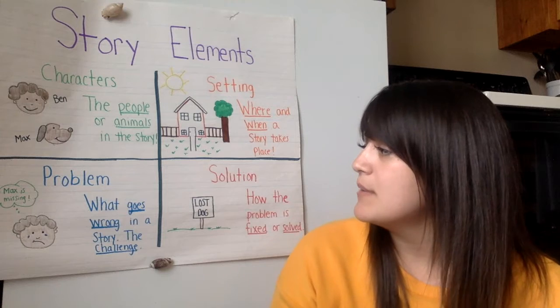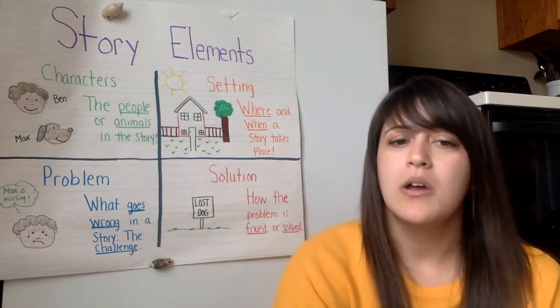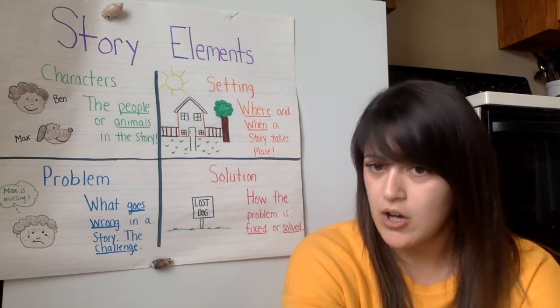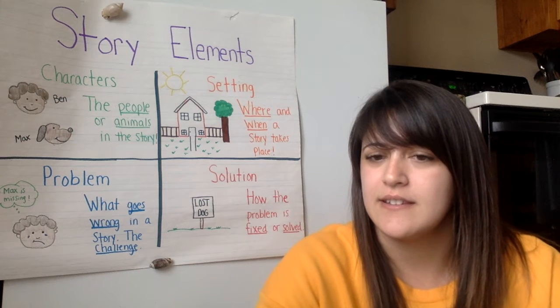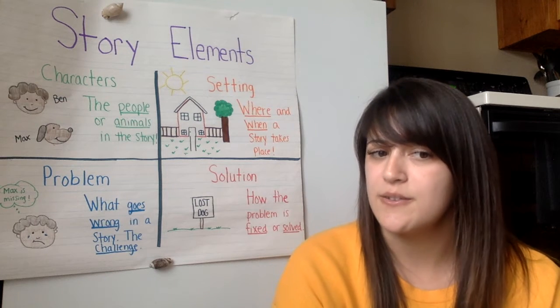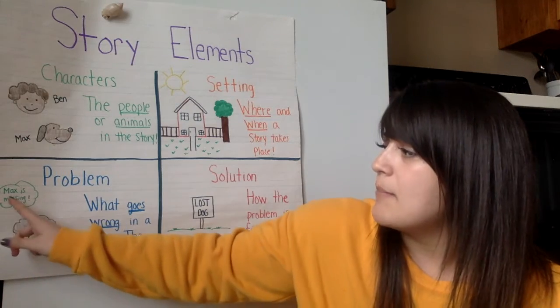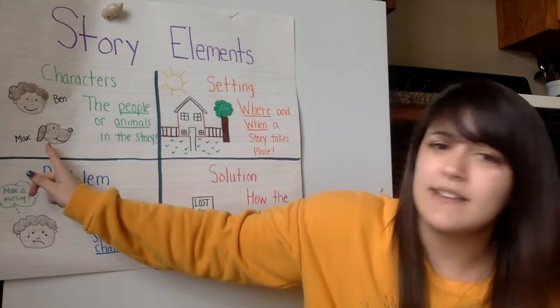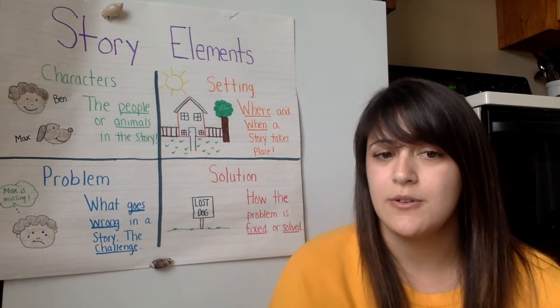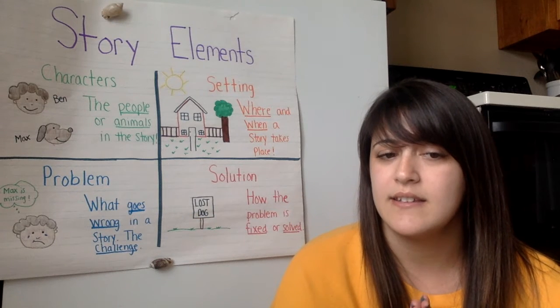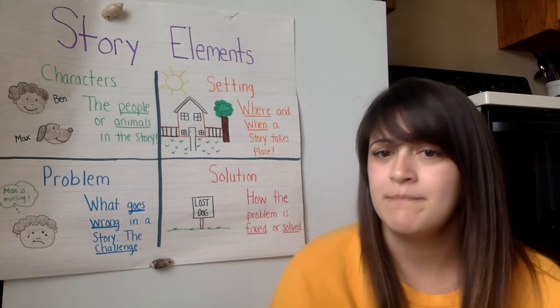The next story element is the problem. The problem is what goes wrong in the story or what the challenge that the character faces is. So in this story, the problem is that Max is missing. Remember, Max is the dog. Max is one of the characters. So the problem in this story is that Max is missing.